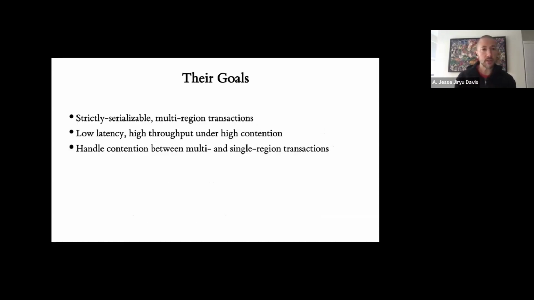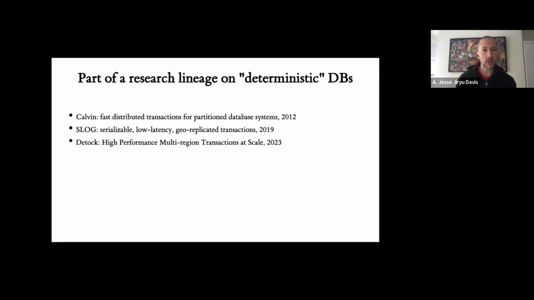So the goals of this paper, they want strictly serializable transactions, that is externally consistent, and they want them to be multi-region across data centers that are distributed around the world that have high latency between them. They want also low latency and high throughput under high contention. And they want to specifically make sure that they handle contention between multi and single region transactions within each of these regions. And this paper is part of a whole research lineage on deterministic DBs.